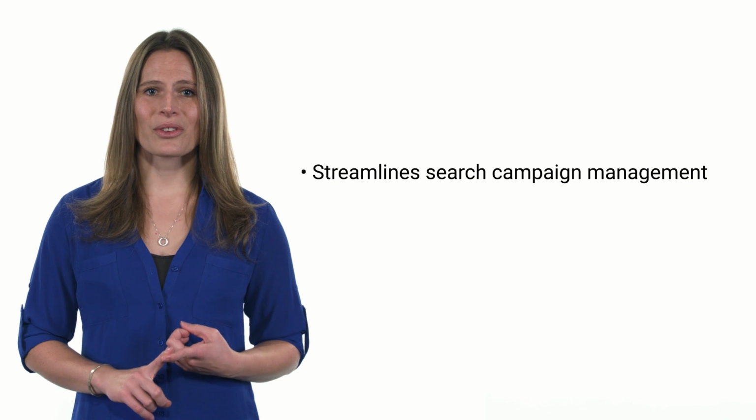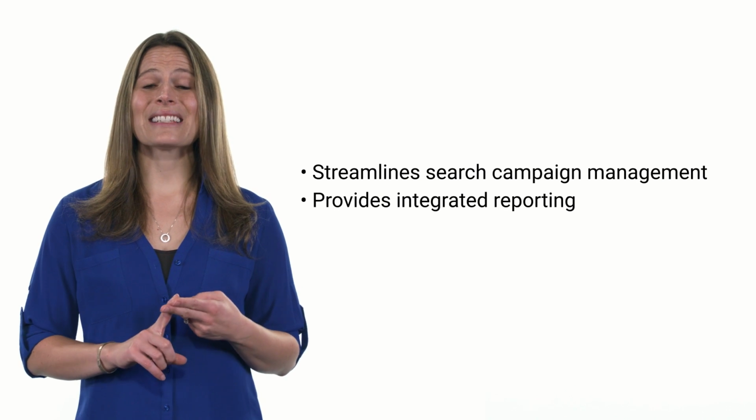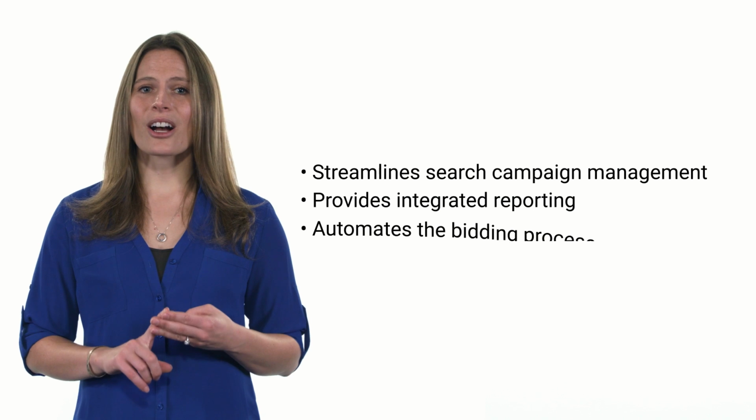DoubleClick Search provides a single tool that streamlines search campaign management, provides integrated reporting, and automates the bidding process. Just as DS enables users to effectively manage all search marketing efforts in a centralized location, the Analytics 360 integration takes this advantage one step further by allowing for side-by-side analysis of search marketing data alongside site behavior and conversion data.